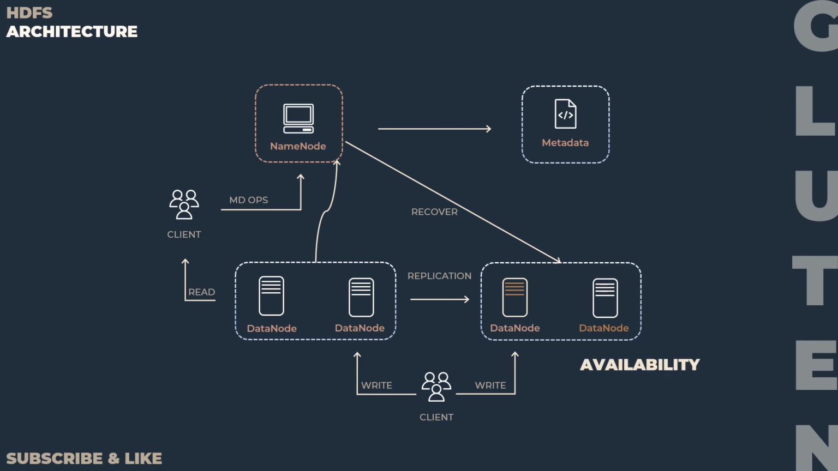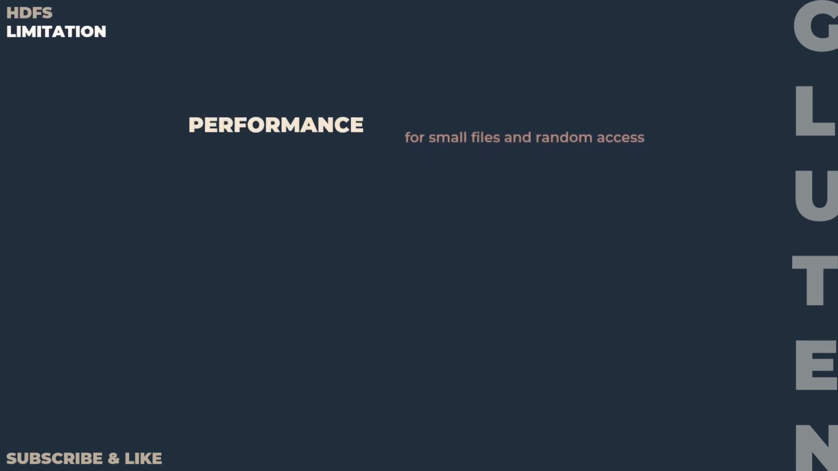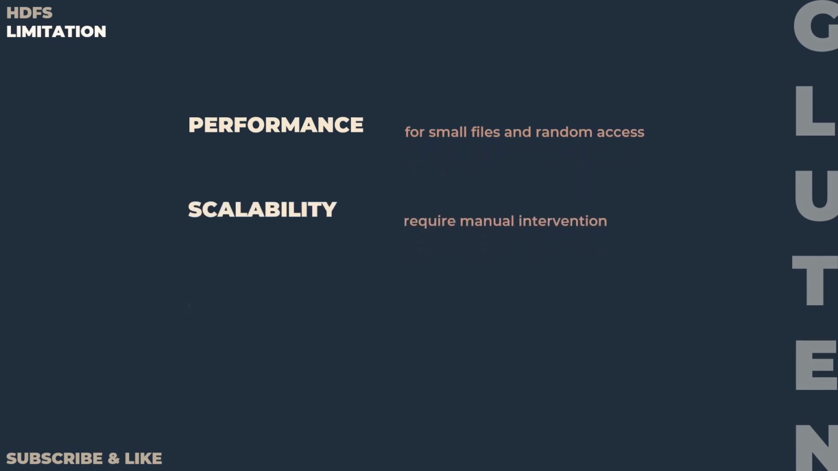While HDFS is designed to ensure the reliability of the data stored in the cluster, it does have some limitations and downsides that we must consider. One of the main limitations of HDFS is performance in terms of read and write speed. HDFS is optimized for batch processing and large-scale data processing, but it can be slow for small files and random access patterns. Another limitation of HDFS is scalability.